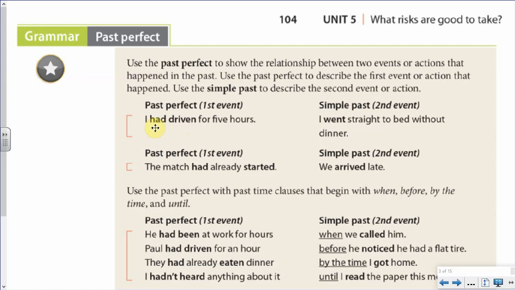We need had, okay, and this will be the same for every pronoun: I, we, they, you, she, it, etc. We do not change this, unlike in the present perfect. So the first action is I had driven for 5 hours, and then the second with the simple past or the past simple, I went, which is the past simple of go. I went straight to bed without dinner.